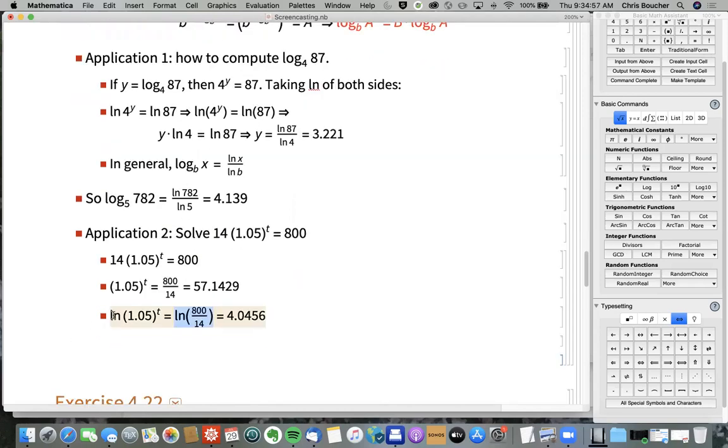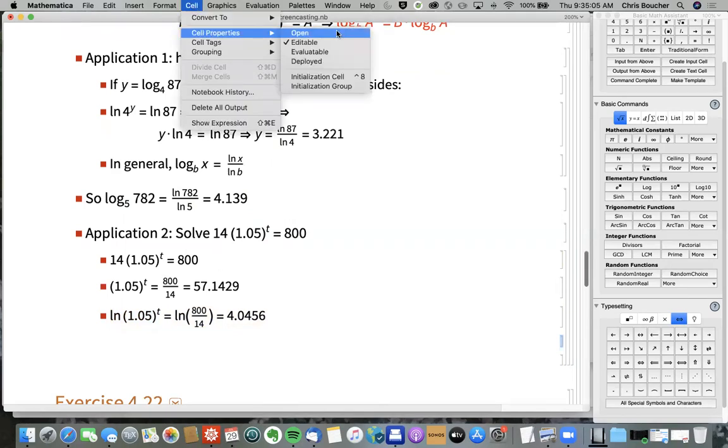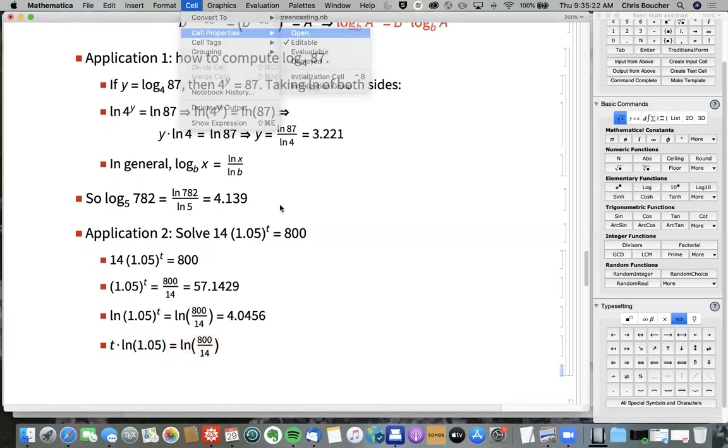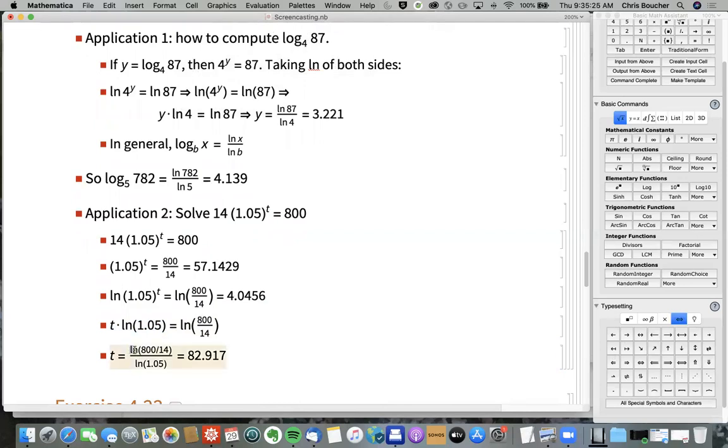And now the reason this works is this left-hand side is the log of a power, and the log of a power is the power times the log. So that t falls down front, right? Here is the power times the log, t times ln of 1.05. The right-hand side is the same. And now this blue thing is just t times a number. So all I do is divide both sides by the number, and I get t by itself, right? So t is equal to the log of 800 over 14 was what was there before, divided by the log of 1.05. Pile all that into a calculator, and you get 82.917.